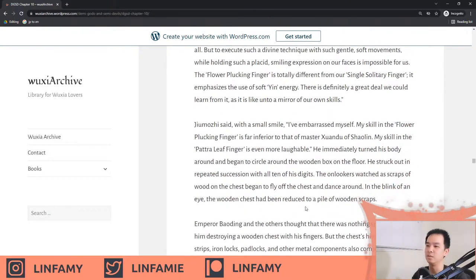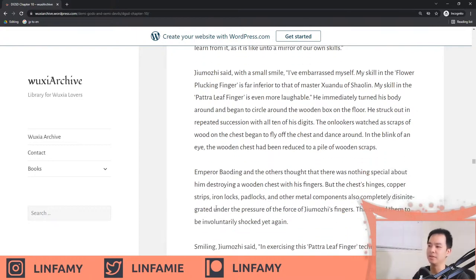Jiumozu said with a small smile, "I've embarrassed myself. My skill in the flower-plucking finger is far inferior to that of Master Xuandu of Shaolin. My skill in the patra leaf finger is even more laughable." He immediately turned his body around and began to circle around the wooden box on the floor. He struck out in repeated succession with all 10 of his digits. The onlookers watched as scraps of wood on the chest began to fly off the chest and dance around. In the blink of an eye, the wooden chest had been reduced to a pile of wooden scraps.